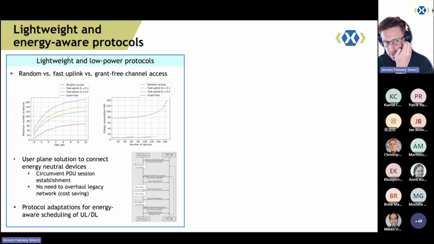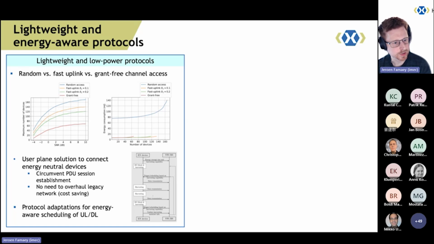And finally, we also looked at how to optimize the network to be able to support these energy neutral devices, as existing protocols in 5G are quite power consuming. They require a lot of signaling, which is hard to achieve when you look at energy neutral devices. So we compared different channel access methods to see how they performed in terms of energy consumption and scalability, comparing traditional random access with fast uplink and grant-free channel access.